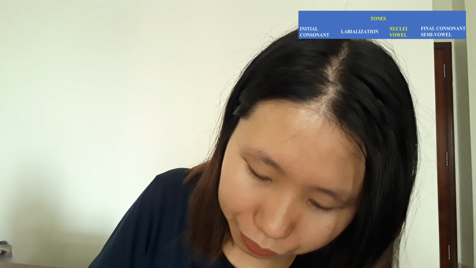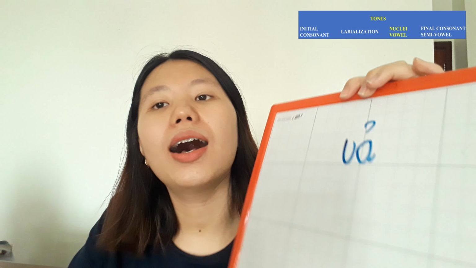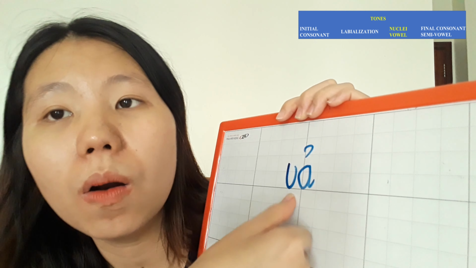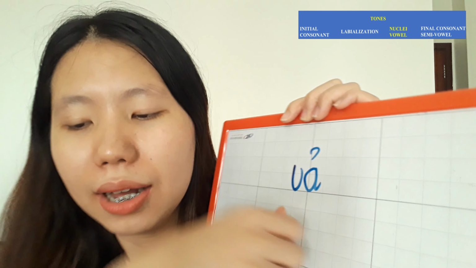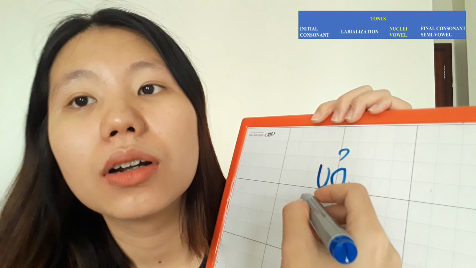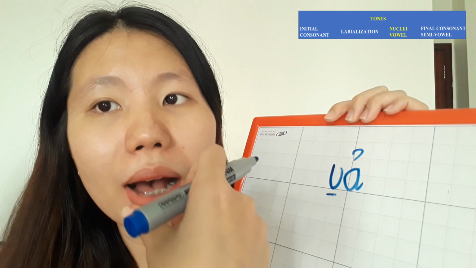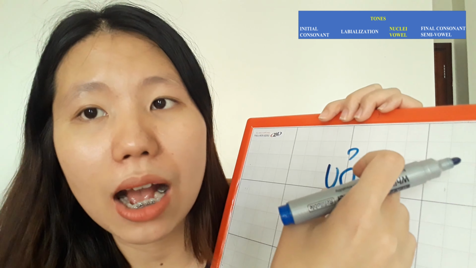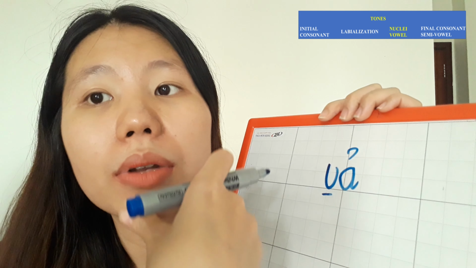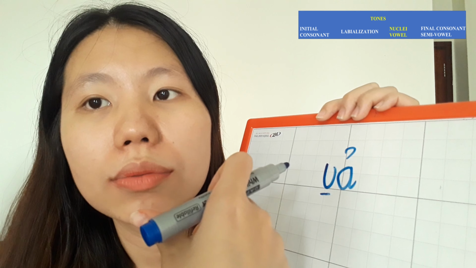And now let's move on to the next component, which is labialization. What is labialization? Actually, it's a sound that makes your lips rounded. Now I will give you an example. In Vietnamese, we have a word like ủa. You can see in the word we have a labialization, u, because when you pronounce the sound u, your lips are rounded.